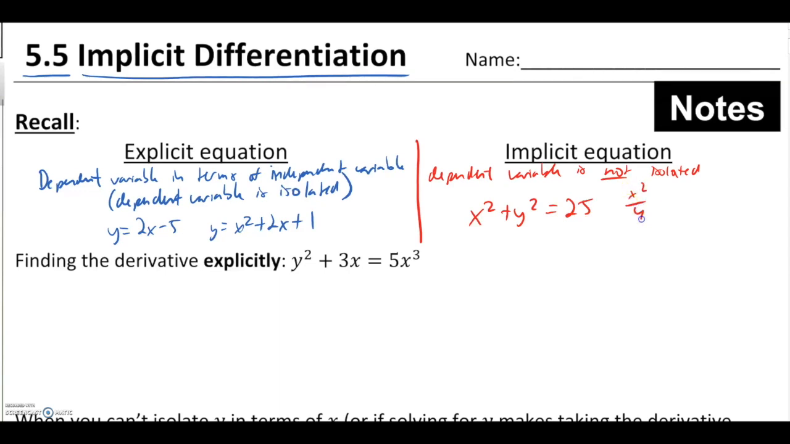And when the dependent variable is not isolated, we see situations like maybe the equation for a circle, maybe the equation for an ellipse, but situations where it would be tougher, if not impossible, to completely isolate our dependent variable. And so what we're used to working with, we're used to doing things like differentiating explicitly, differentiating a function that we know we can solve for y.